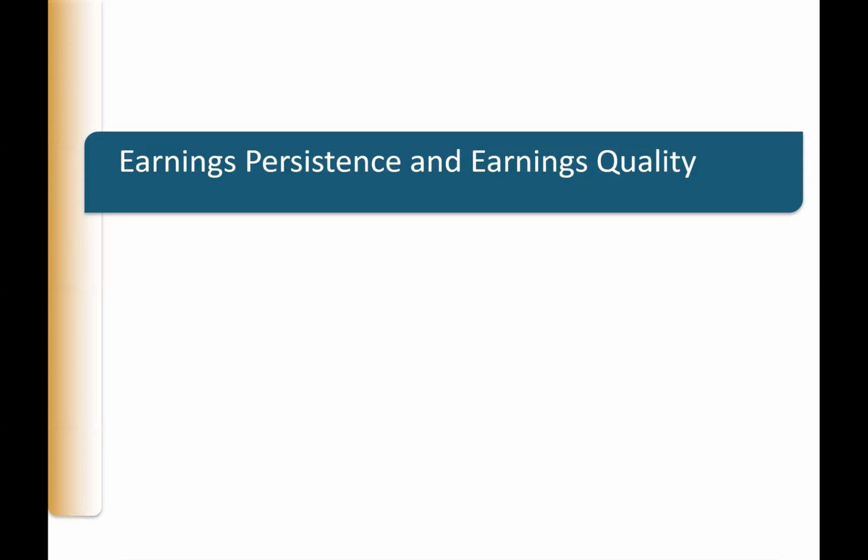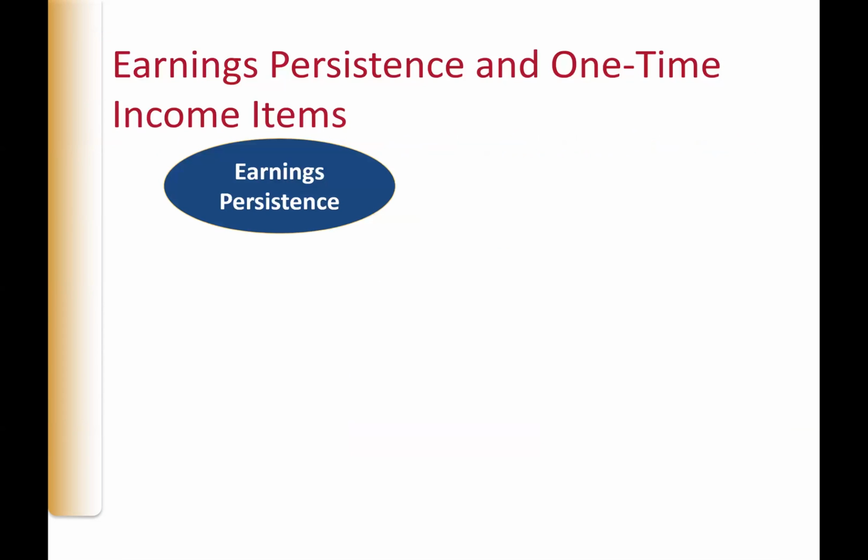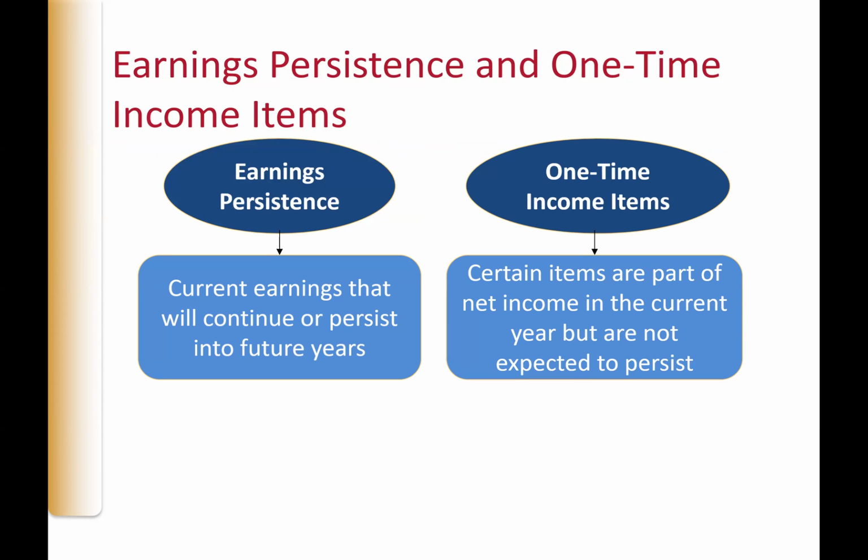Then we're going to talk about good types of earnings. So the goal of a company is to do well at why they're in business. Sometimes there are events that create income, such as selling off a sector of the business or selling off some assets. One-time income items are items that are part of the net income in the current year, but they're not going to persist every year. Earnings persistence is where current earnings will continue or persist into future years. That's what you want.